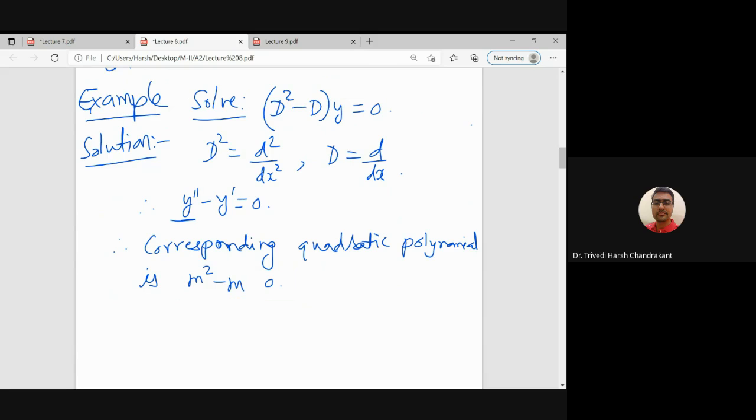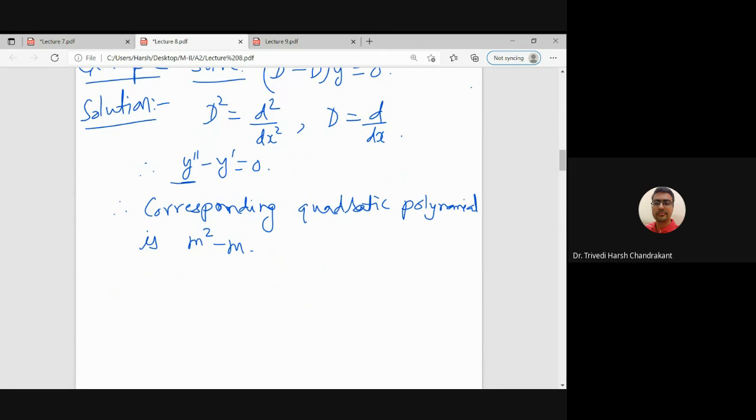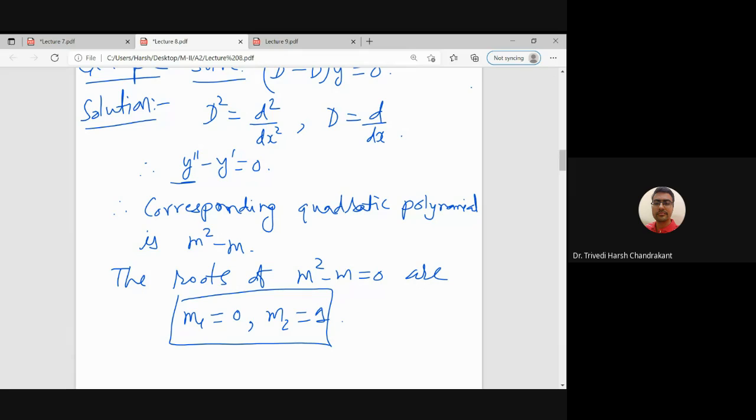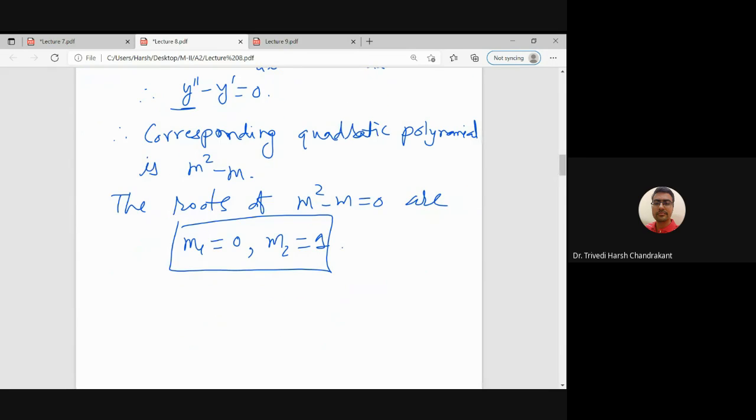So this will be the corresponding polynomial, m square minus m, and we are going to solve it. The roots of m square minus m equals 0, we can simply find, this is the simplest polynomial. So we know that one solution is m1 equals 0 and the other solution is 1, right? Yeah, so now we can see that this is our first case, because m1 and m2 are real solutions of this quadratic polynomial and they are distinct. So therefore, we get independent solutions. So what are the solutions?